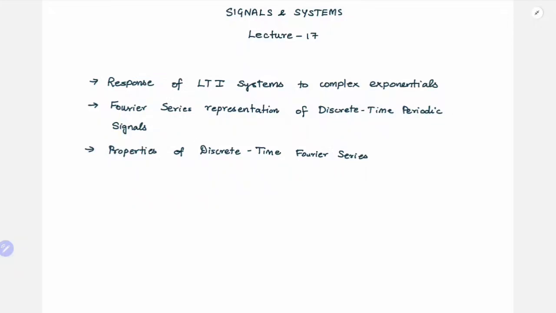Hello guys, welcome back. This is lecture 17 of the lecture series Signals and Systems. In this video, we'll be learning about the response of LTI systems to complex exponentials, Fourier series representation of discrete time periodic signals, and we'll see the properties of discrete time Fourier series. So let's get started.